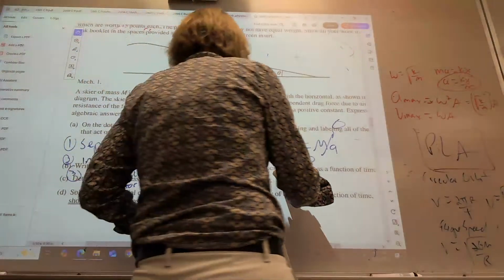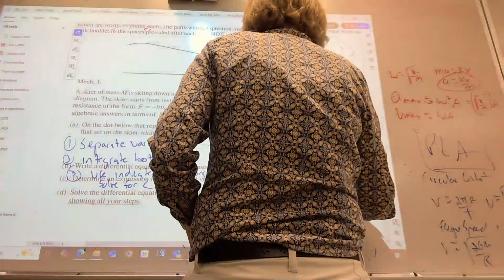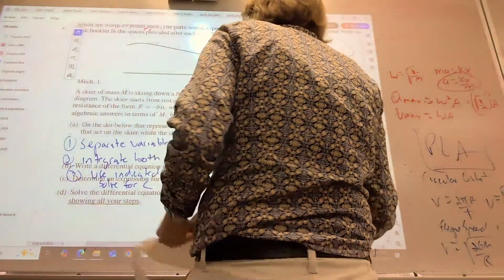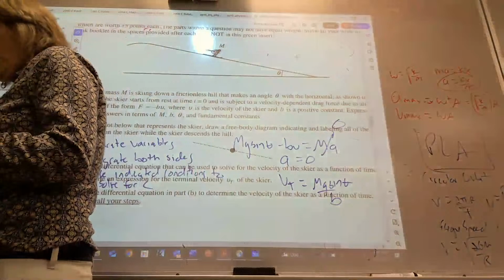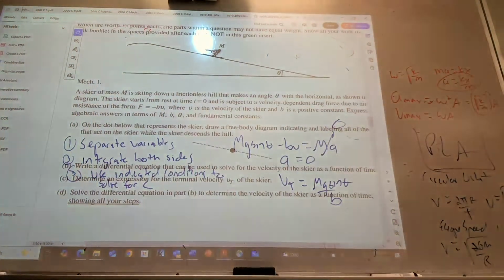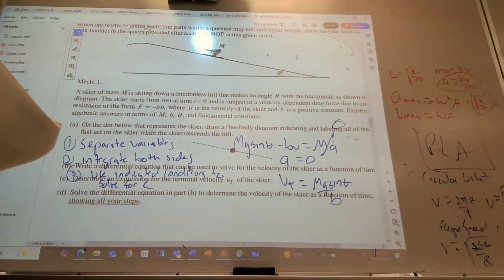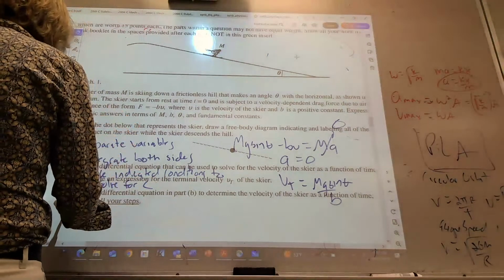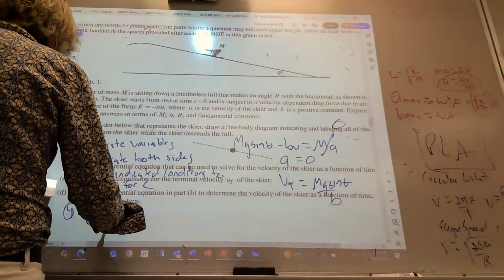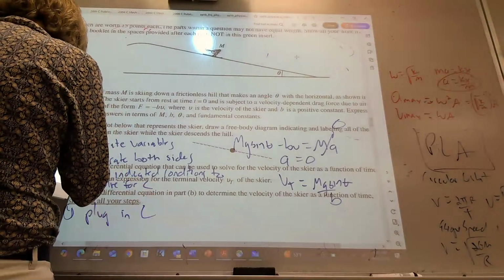Okay, so you should have Vt is equal to mg sine theta over b. Now we're going back. I want you to write down these steps of the calculus problem: separate your variables, integrate both sides, use indicated conditions to solve for c, and then plug in c.